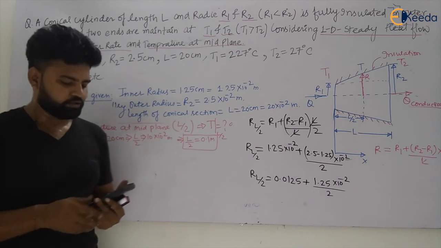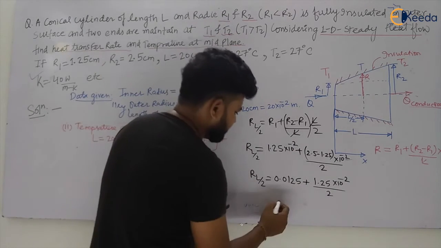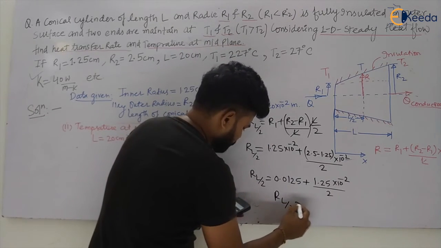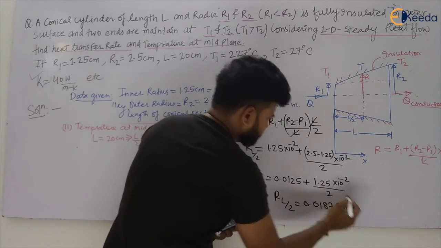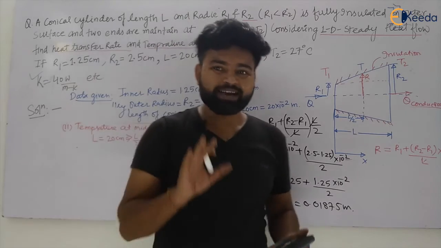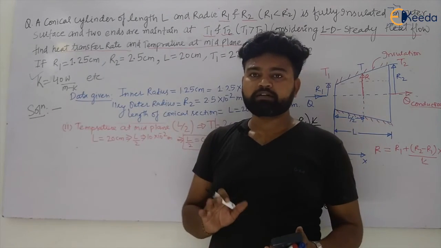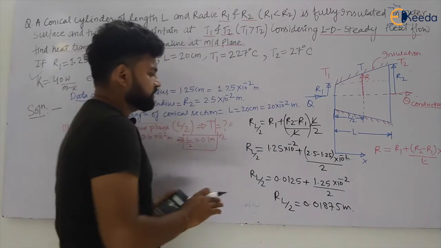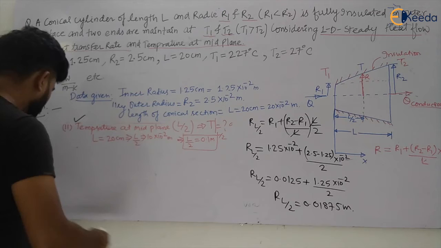So this will be 0.01875. So that R at L by 2 will be 0.01875 meter. So now we know the radius at the midplane. So my dear students, what is the radius at the midplane? So radius at the midplane we know. This is your radius. So can I calculate the temperature here? Yes, I can calculate. What is the heat transfer?